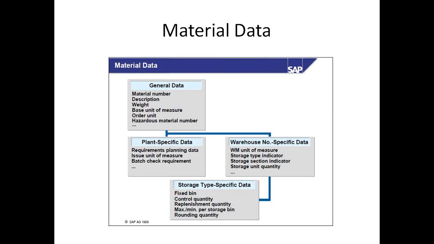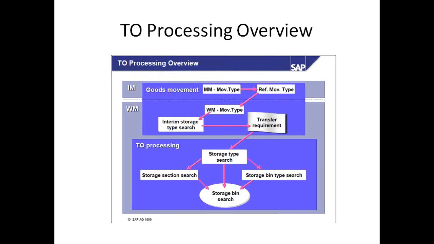So here, can you see this slide? See how the logic works here. We maintain some movement types, and to these we assign a reference movement type, and to the reference movement type we assign a WM movement type. At WM movement type level we maintain the interim storage types, and with respect to this a transfer requirement is created. When we try to create a transfer order from the transfer requirement, the system, with the help of the storage indicators in the material master, searches for a storage type. After that it searches for a storage section, then a storage bin, and finally it points to the particular storage bin where the material has to be stored, and then it stores it.